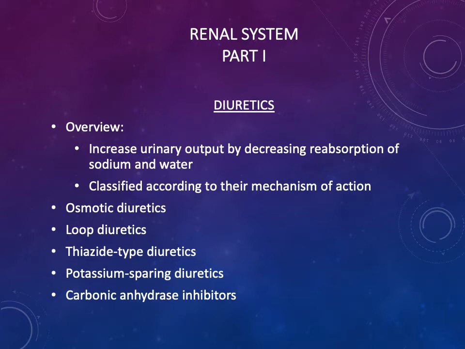Loop diuretics used in edematous states may be used for acute oliguria intraoperatively. And potassium-sparing diuretics may result in hyperkalemia in patients on beta blockers or with pre-existing hyperkalemia.